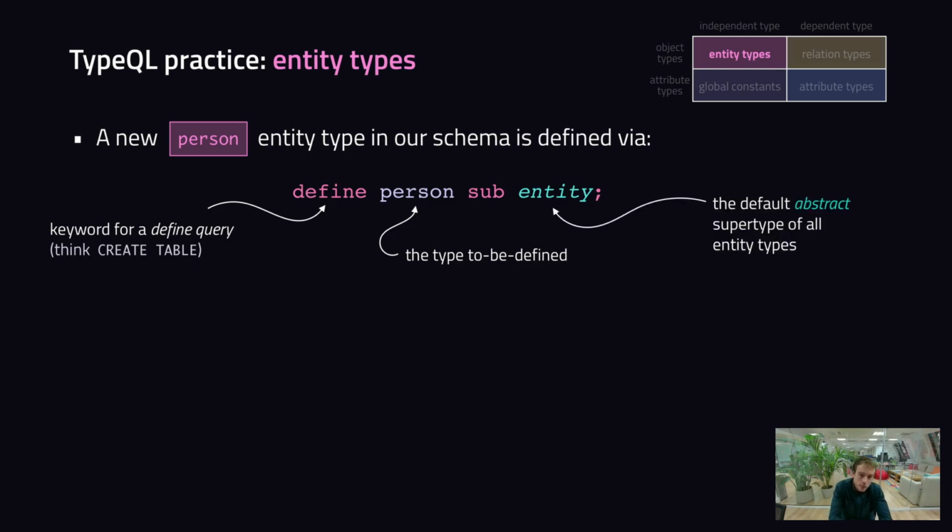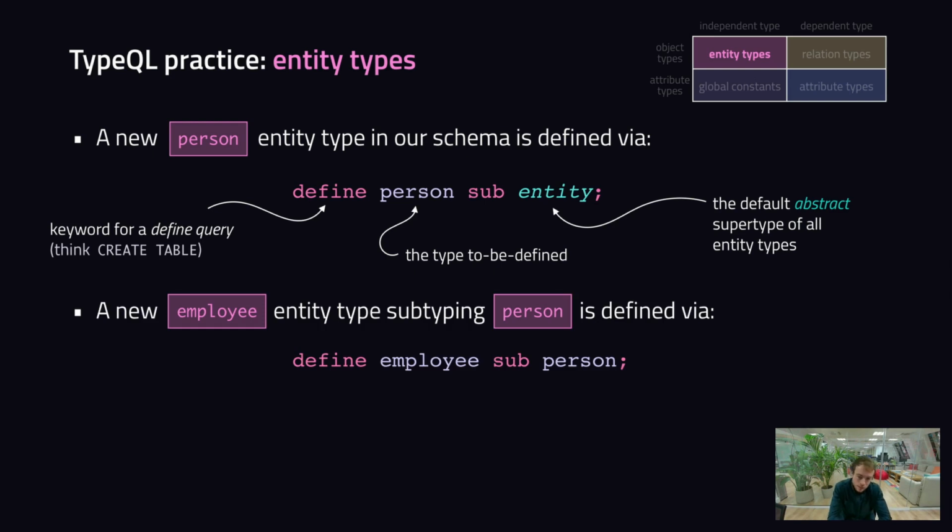And then the last part says that a person actually subtypes entity. So what's entity here? Entity is a default abstract supertype of all entity types. In particular, if a type in our schema does not have a user-defined parent type, then by default it will be a subtype of that abstract supertype entity. And that's very useful. It makes the language in a way more uniform.